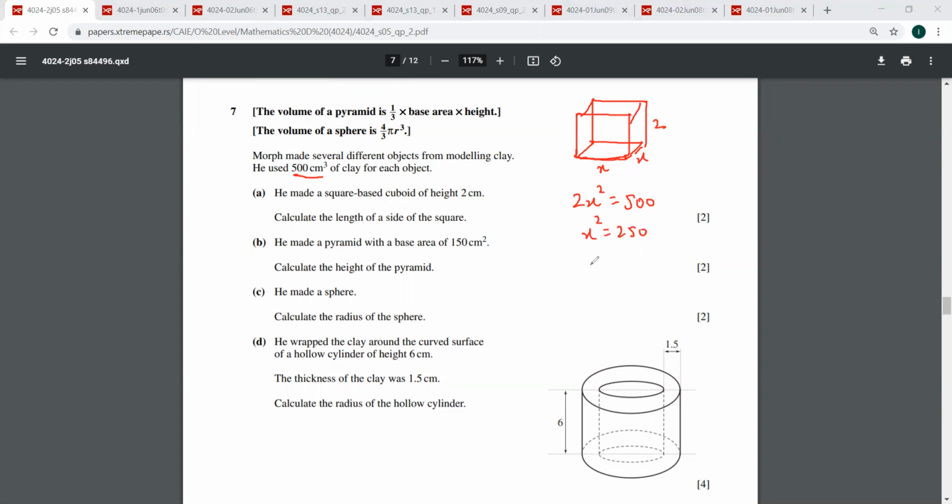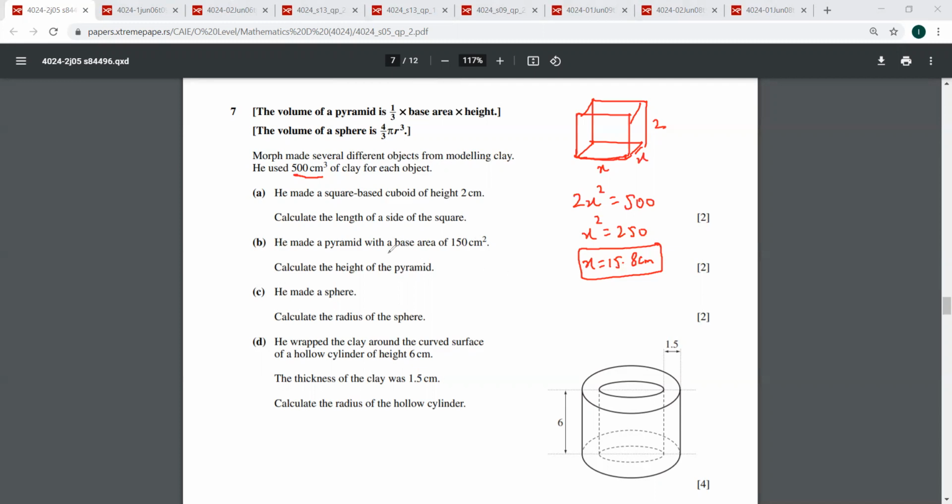And then you use your calculator here. What is the square root of 250? That is 15.8. So this is going to be 15.8 centimeter. That is the side of the square base actually, that is 15.8.